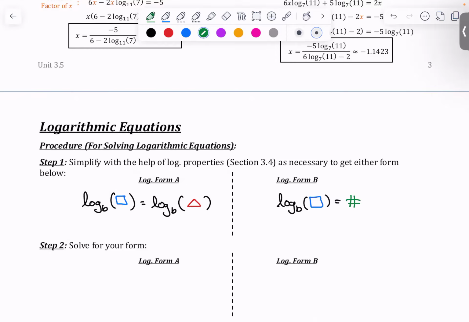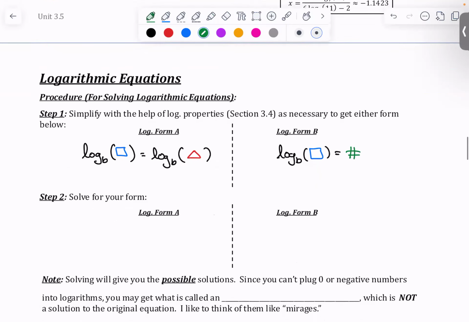If you're in form A, well, then you have log of something equals log of something else. And they have the same base. So by the theorem at the very beginning, of the facts from the very beginning, all that needs to be done is setting the insides equal to each other. So we set blue box equal to red triangle and solve. And that's how you take care of that situation. Because if you have two logarithms with the same base and they're equal to each other, then their insides need to be equal.